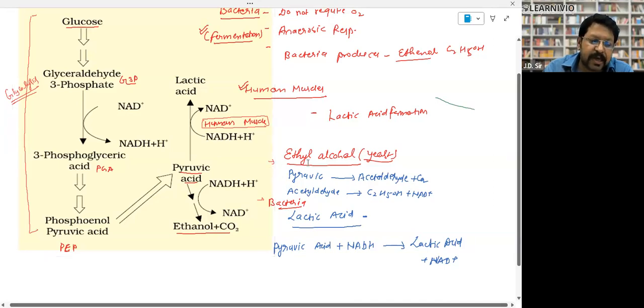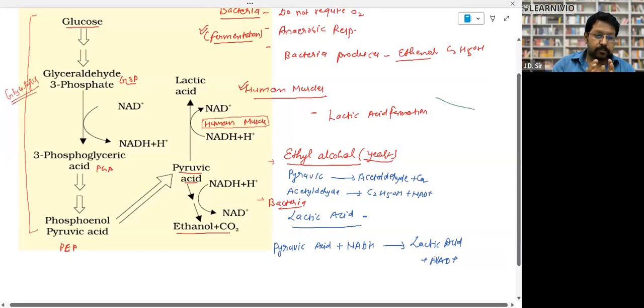Ethyl alcohol formation takes place with the help of yeast here. The pyruvic acid breaks down into acetaldehyde plus carbon dioxide, and acetaldehyde again breaks down into ethanol plus NAD+. Whenever this fermentation takes place with the help of bacteria, pyruvic acid plus NADH, meaning the energy is consumed, and formation of lactic acid plus NAD+ takes place.